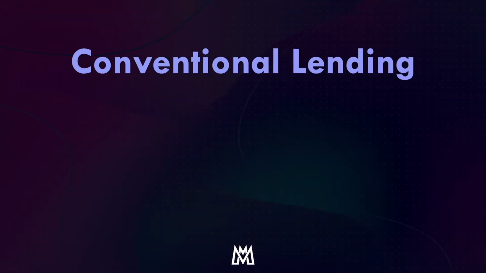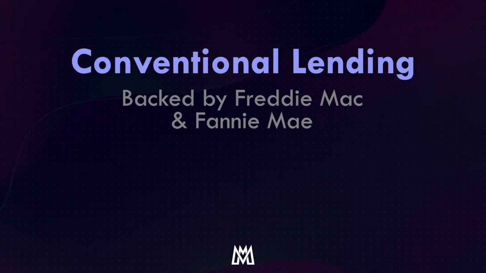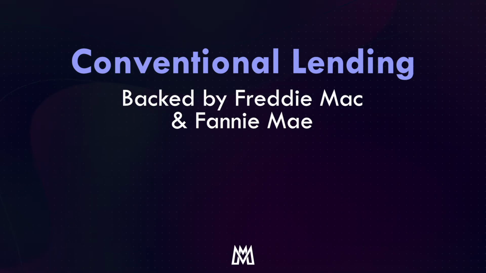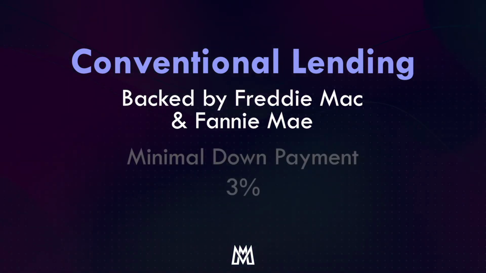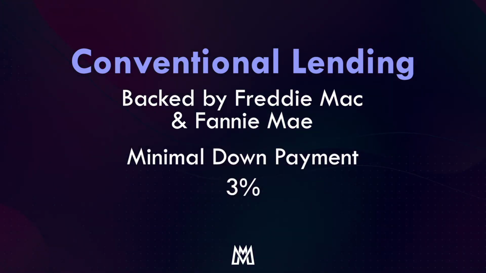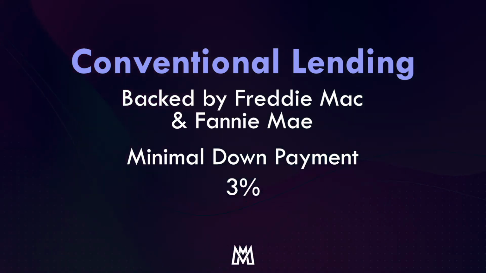Finally, we're going to talk about conventional lending. Conventional lending is a broad term for lots of different kinds of loans, but most often it refers to loans that are backed by Freddie Mac and Fannie Mae. Conventional lending allows you to put as little as 3% down. But a word of caution, sometimes the 3% down loans do have income limit restrictions. So make sure you're talking to your lender and asking those questions. If the 3% down options aren't available, don't worry. They still allow you to put as little as 5% down in most circumstances.